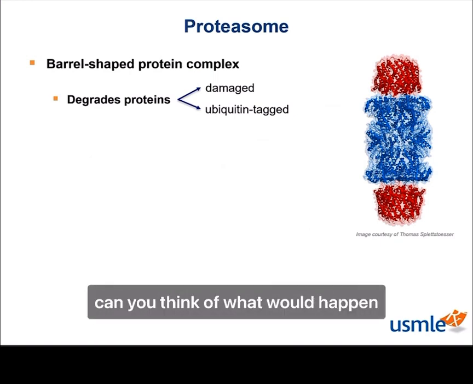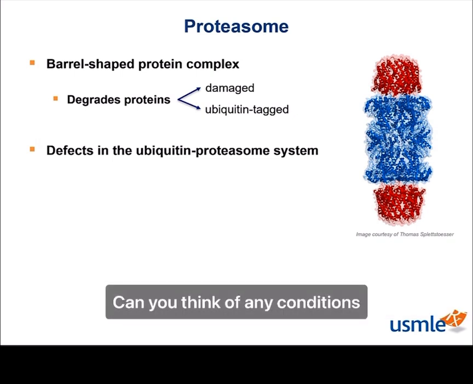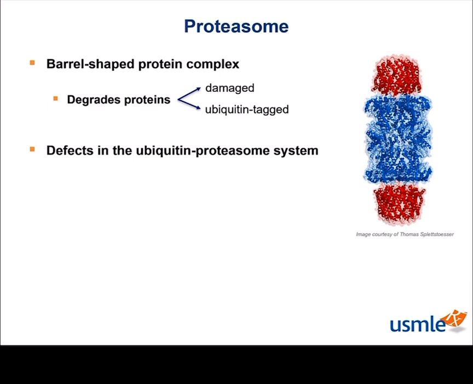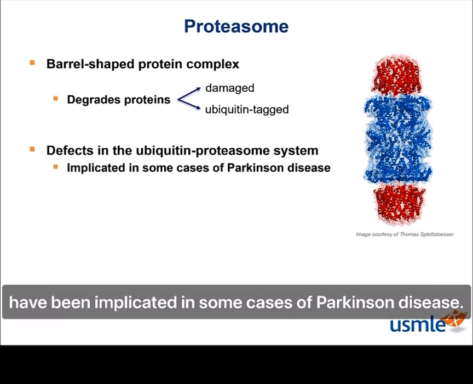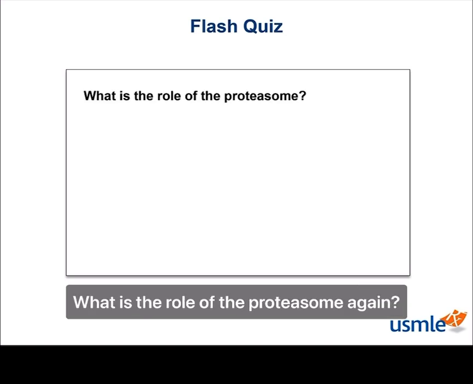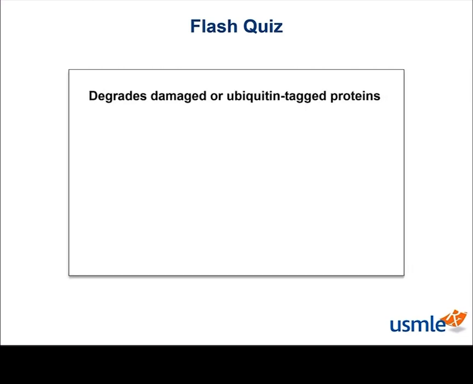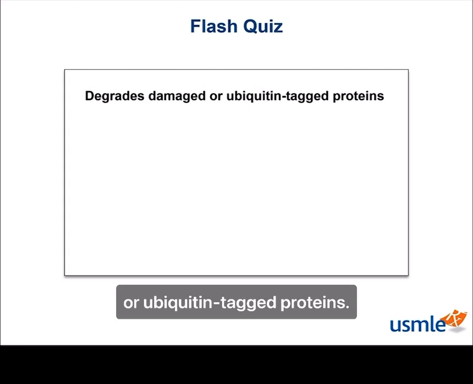Now that we've gone over that, can you think of what would happen if there were defects in the ubiquitin proteasome system? Can you think of any conditions where there's an accumulation of proteins? Well, defects in the ubiquitin proteasome system have been implicated in some cases of Parkinson's disease. Stop right there for a moment. What is the role of the proteasome again? Yes, the proteasome degrades damaged or ubiquitin-tagged proteins. Great job.